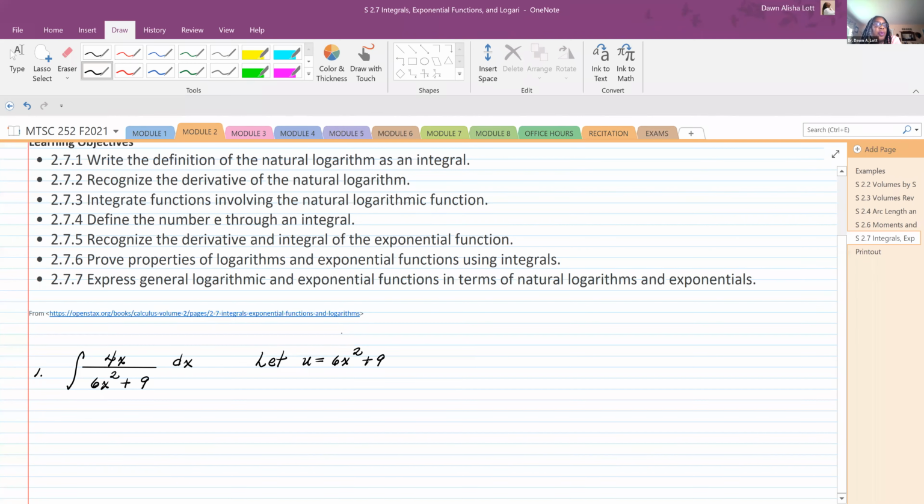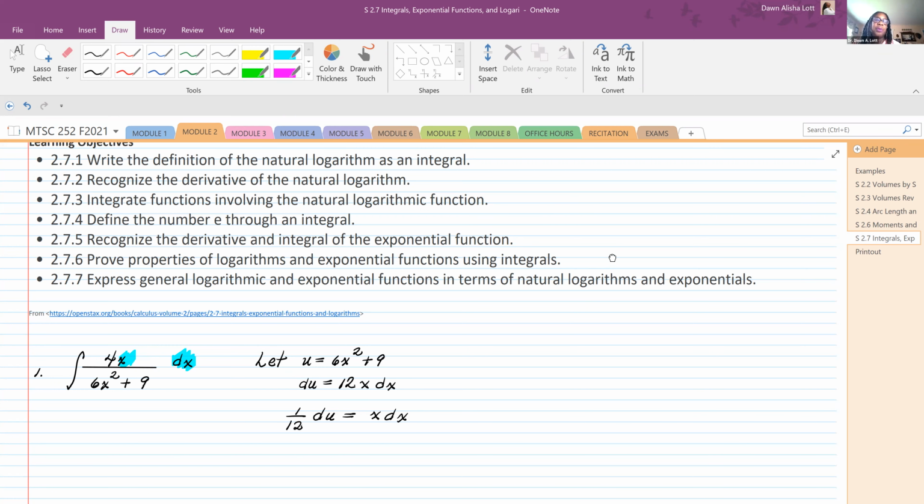Diara, can you continue with this problem, please? du is 12x dx. And then what am I going to do? Then you'll find dx, and dx equals 1 over 12 du. Okay, so I'm going to let 1 over 12 du be x dx, because in my problem, I have x dx. Okay, so I need to solve for that.